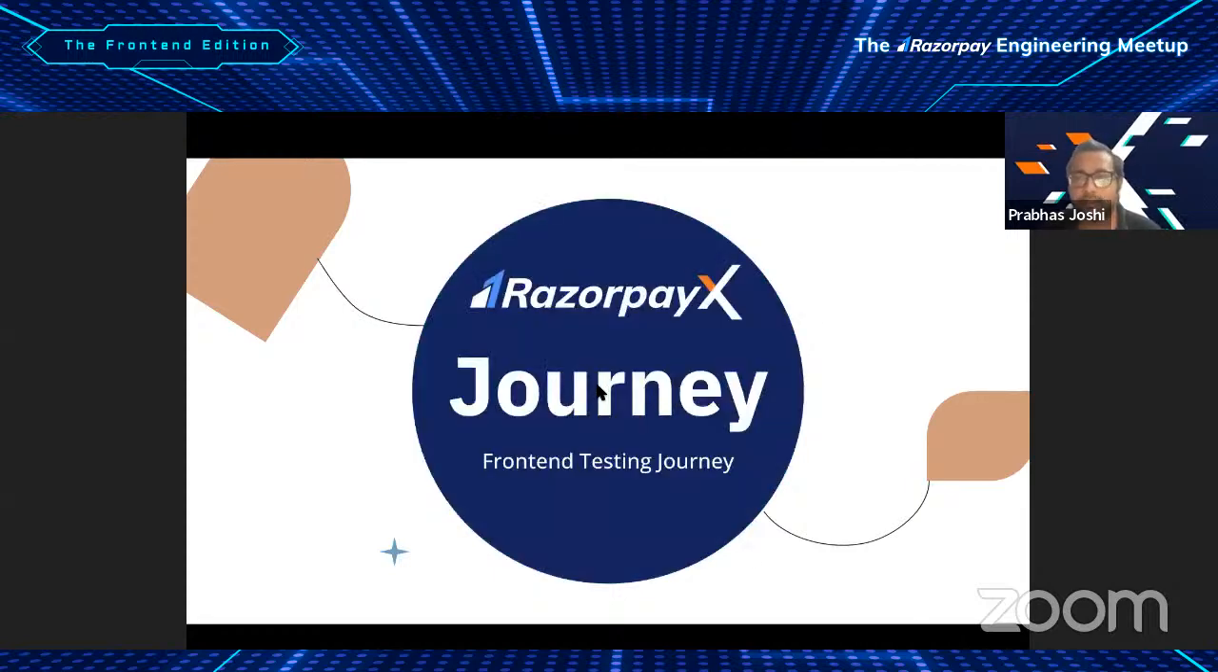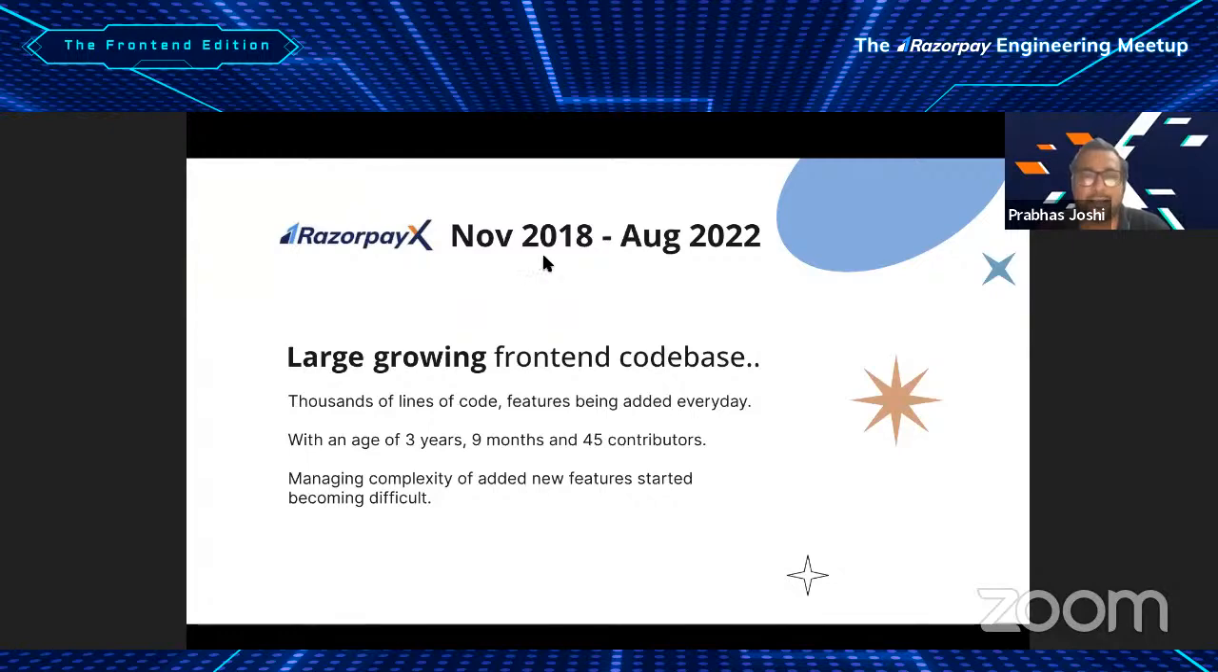Before we talk specifically about what engineers want to see, I want to speak a little bit about our journey on Razorpay X, about our front-end testing journey. If I track back to the earliest commits, I think it started about November 2018. So we are about to complete 4 years now. Even Burhan pointed out that it's a large, growing front-end code base. There are hundreds of thousands of lines of code, and features being added every day. I think every one of us in similar companies has the same kind of thing. It has an age of 3 years, 9 months, and new complexity and new features are getting added every day. So that's some backstory here.